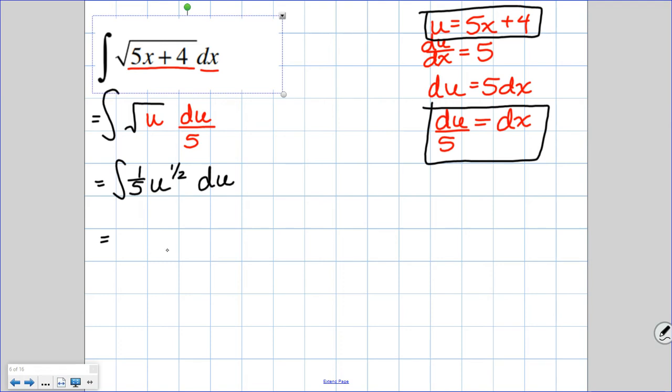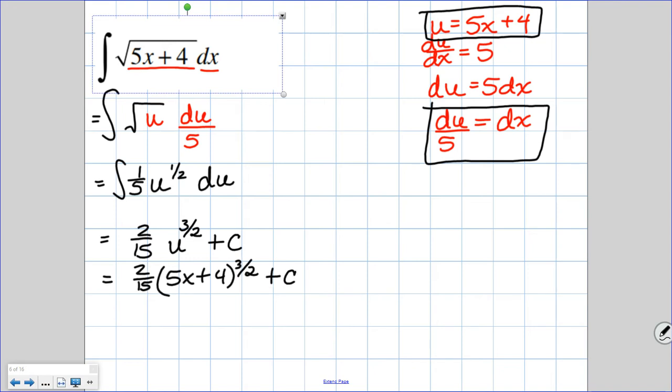Now we're starting to get really good at fractions, so I'm going to add 1 to 1/2 and get 3/2. Divide 1/5 by 3/2, and I get 2/15 u to the 3/2 plus a constant. Substitute back in for u. So 2 over 15 times (5x plus 4) to the 3/2 plus a constant. There's the integral.